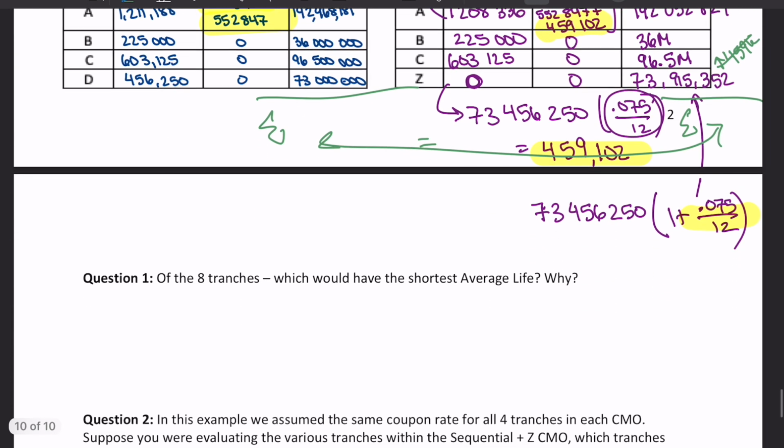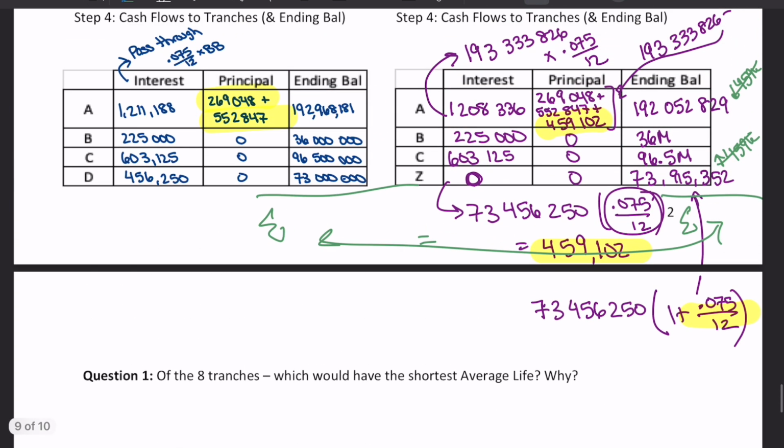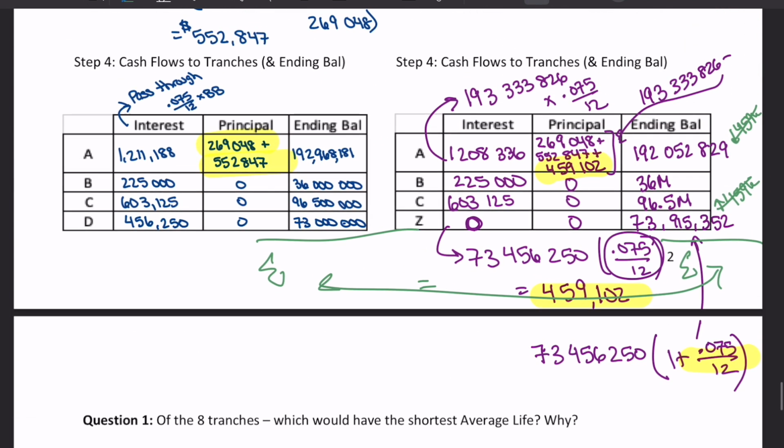Now there are a few follow-up questions here. If we look at these real quick, question 1 says, of the 8 tranches, which would have the shortest average life and why? I'm going to pause here for you to think about this one.